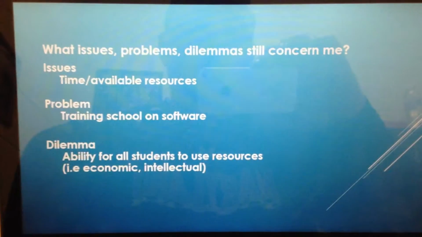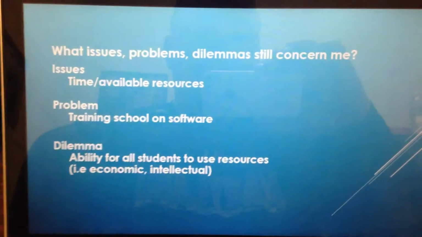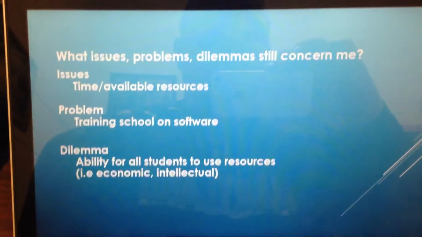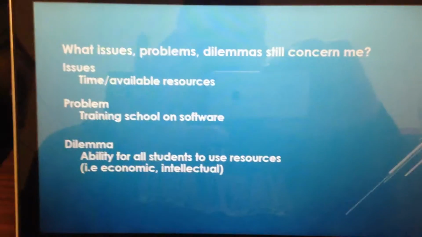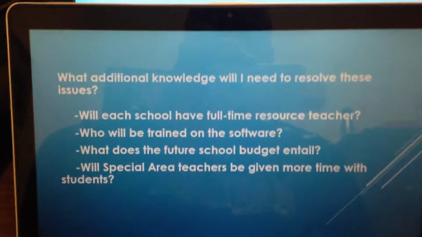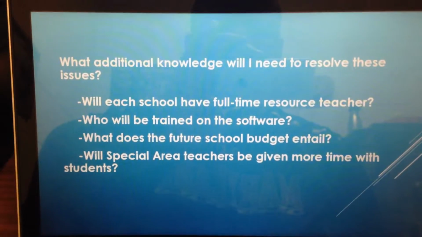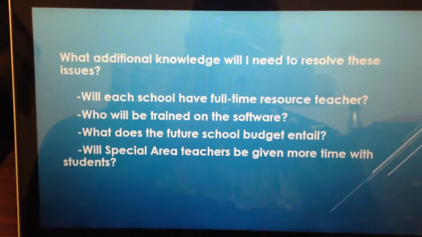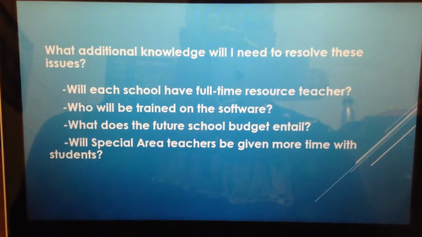Obviously, our students range in academic ability level, so those students who struggle intellectually are going to need that support, and will they have that support at home and here at school? Finally, my last question is, what additional knowledge will I need to resolve these issues? The first is, will each school have a full-time resource teacher?